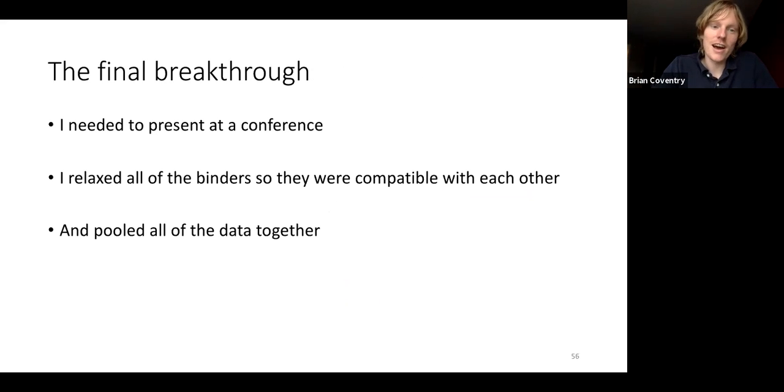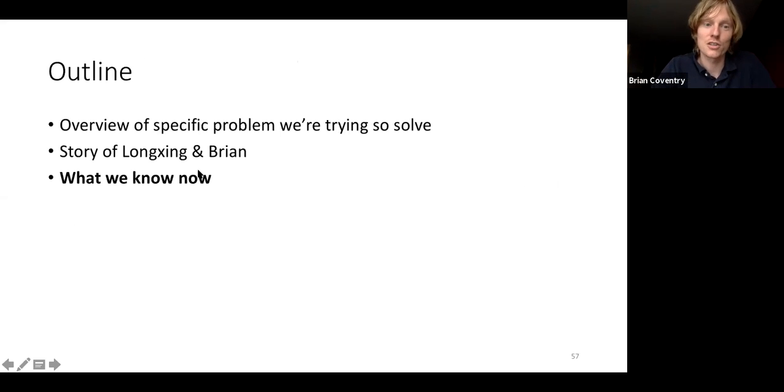I decided that I was just going to pool all the data together and see what came out of that. It makes sense in hindsight, but if you pool all your data together, you get a lot better correlations than if you look at each one individually. And so with that, we move on to the final section, which is what we know now.